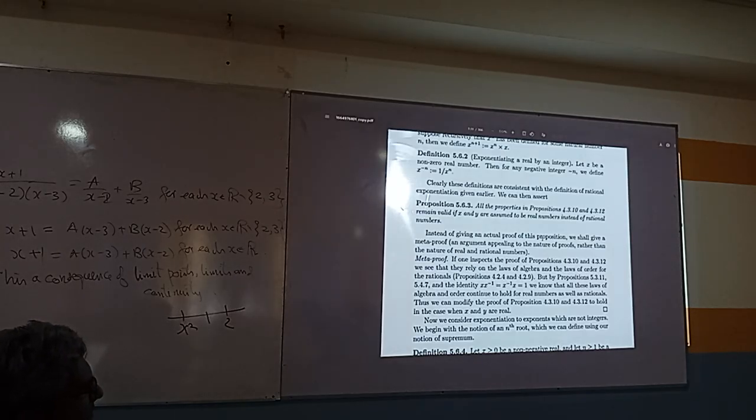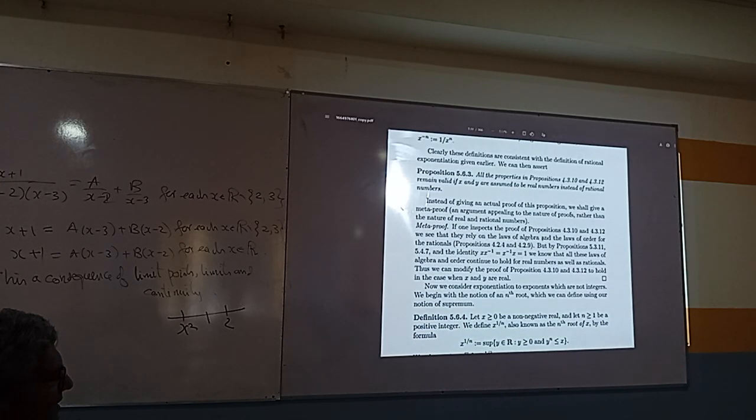If one inspects proof of proposition 4.3.10 and 4.3.12, we see that they rely on the laws of algebra and the laws of order in the rationals. But by proposition 5.3.11 and 5.4.7 and the identity x x to the minus 1 equals x to the minus 1 x, both equal to 1, we know that all these laws of algebra and order continue to hold for real numbers as well as rationals. Thus we can modify the proof of these two propositions to hold in case when x and y are real. So it's a matter of writing, a bunch of writing anyway.